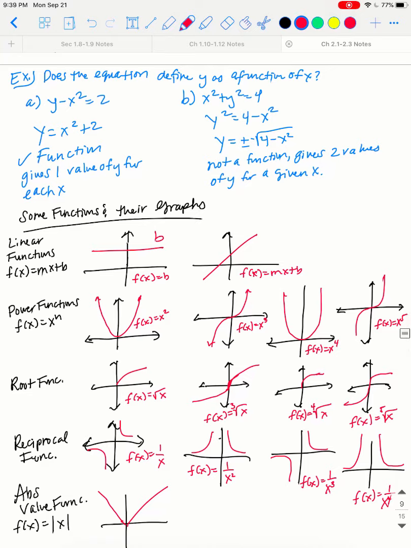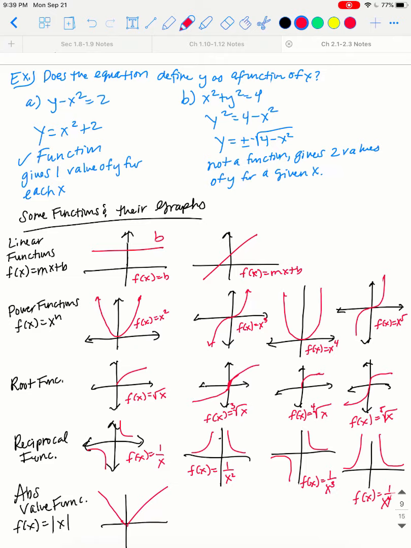All right, here we want to see, does the equation define y as a function of x? So we have y minus x squared equals 2. So we're going to get y by itself. So we have y equals x squared plus 2. Yep, this is a function because it gives one value of y for each x.